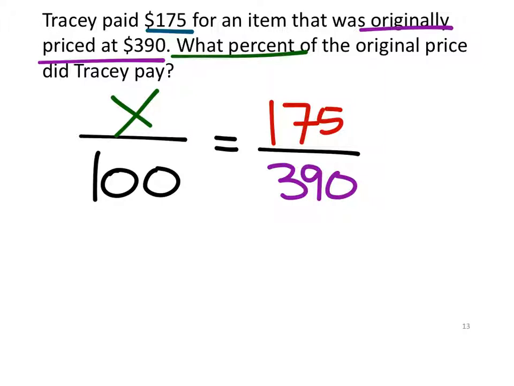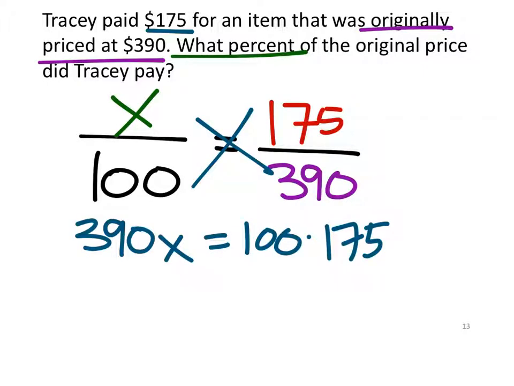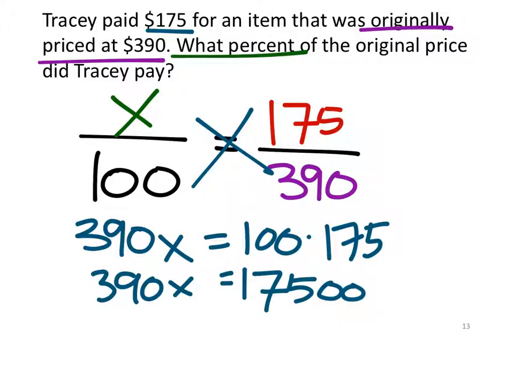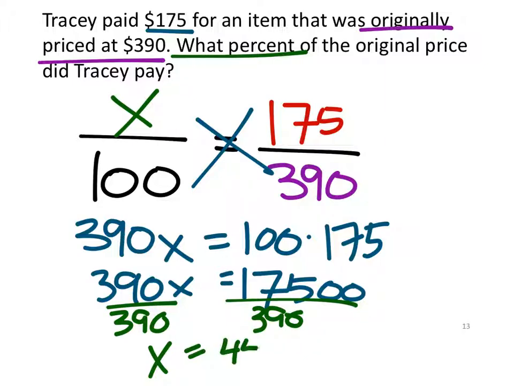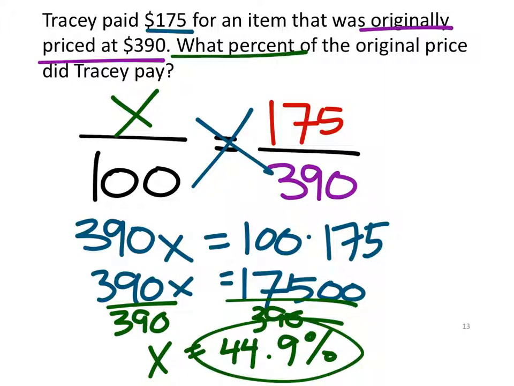So we'll cross multiply. And then 100 times 175, we'll just add 2 zeros onto that. And at this point, to solve, we'll just divide both sides by the 390. And I got 44 point, what the heck, we'll round it to one decimal place. You could round it to the whole decimal place, or whole percentage if you wanted to. And since this is a percent, we should label it as a percent. So it appears that Tracey paid 44.9% of the original price. That's pretty good.